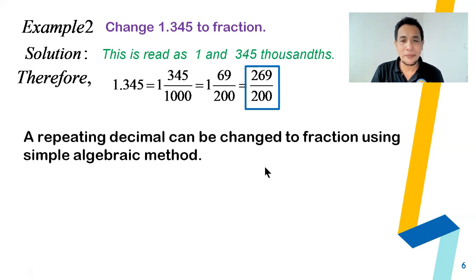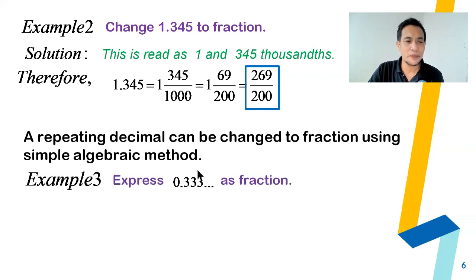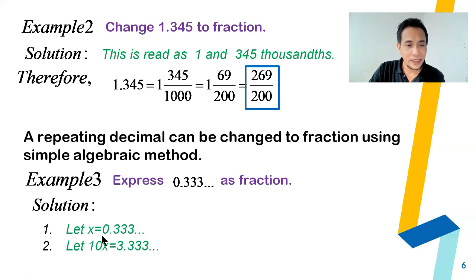A repeating decimal can be changed to a fraction using a simple algebraic method. So this time we will apply our knowledge in algebra. For example, this example number 3: express 0.3333 and so on as a fraction. For the solution, let x be 0.3333. We will make two equations. For equation number 1, we let x be equal to the given, x is equal to 0.3333.